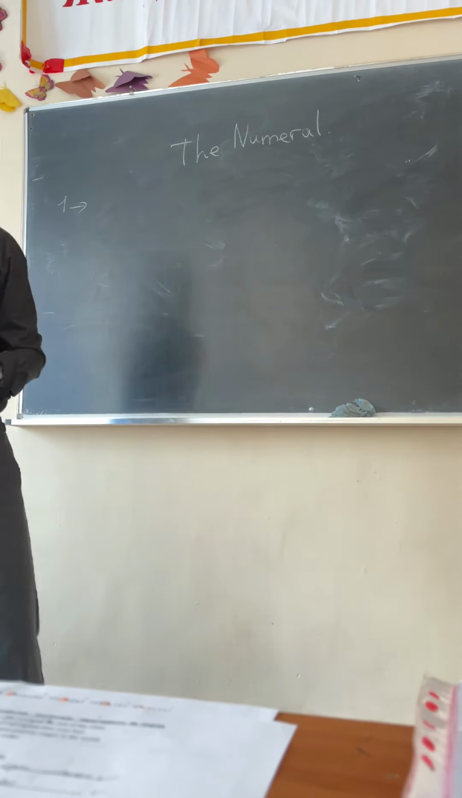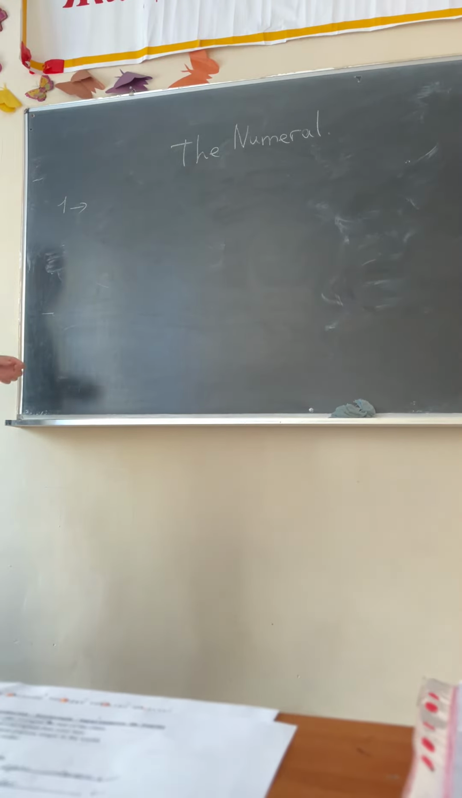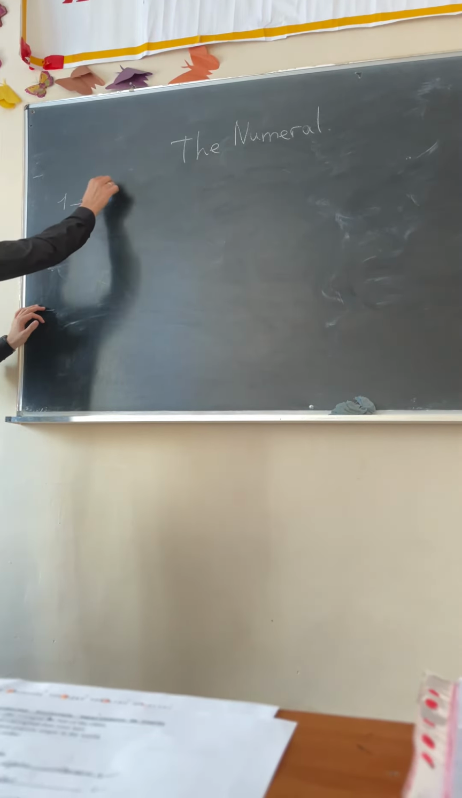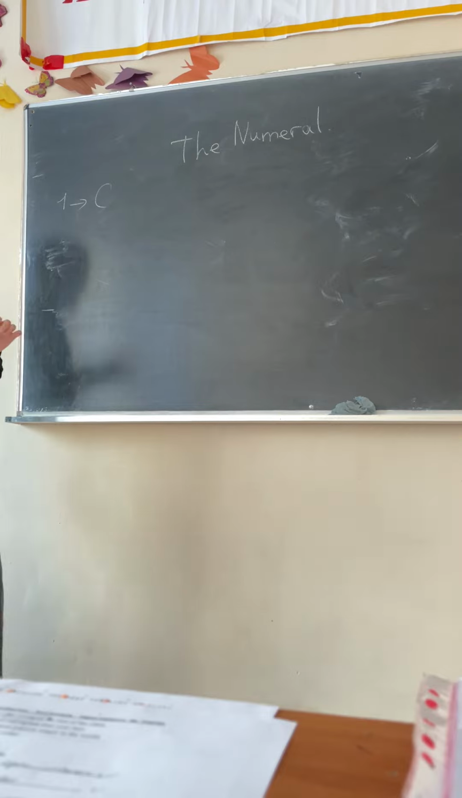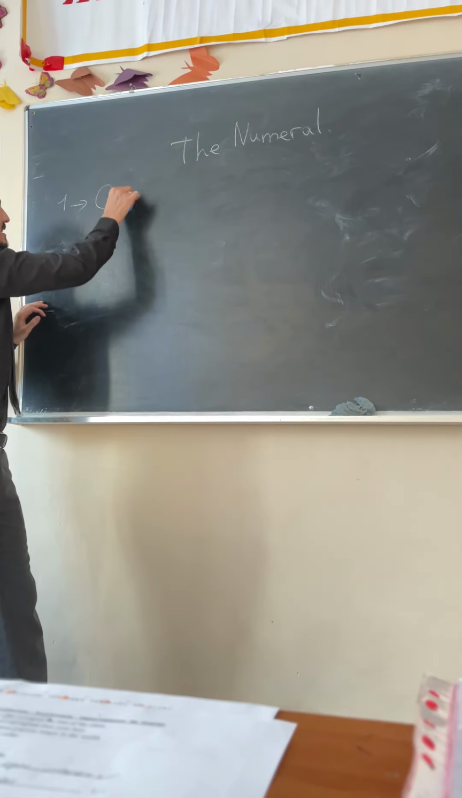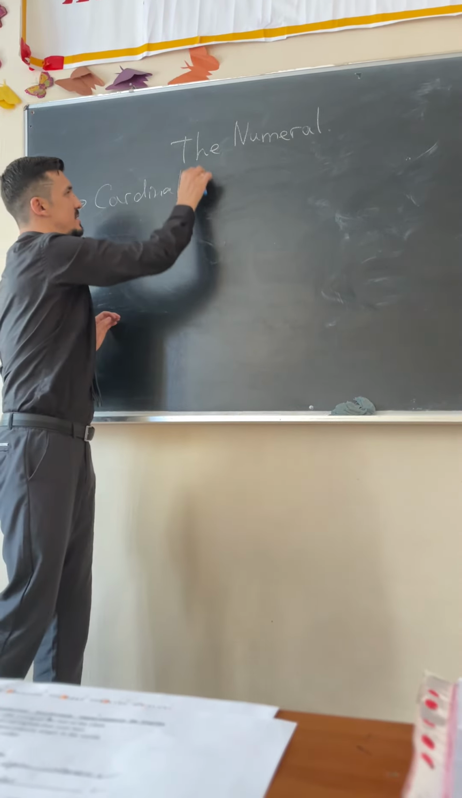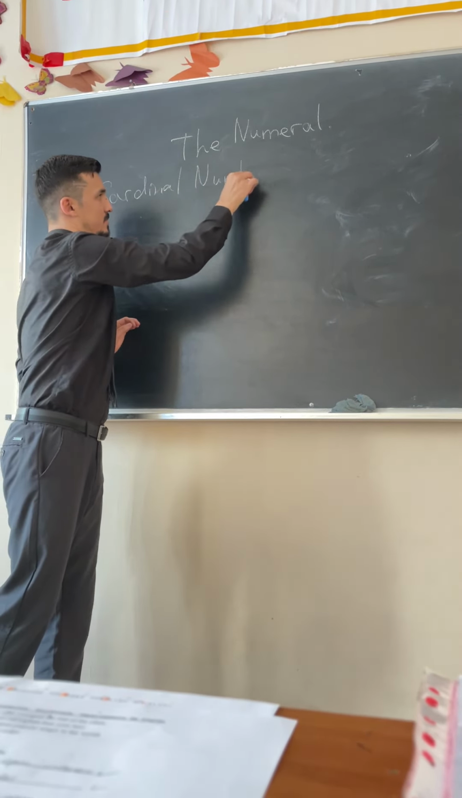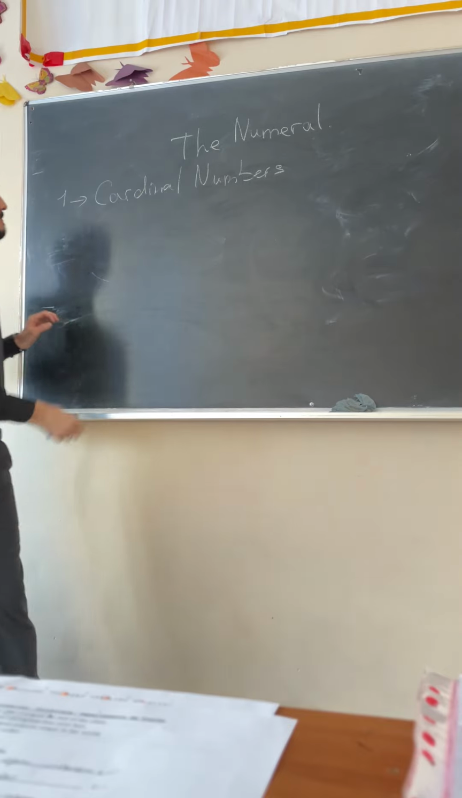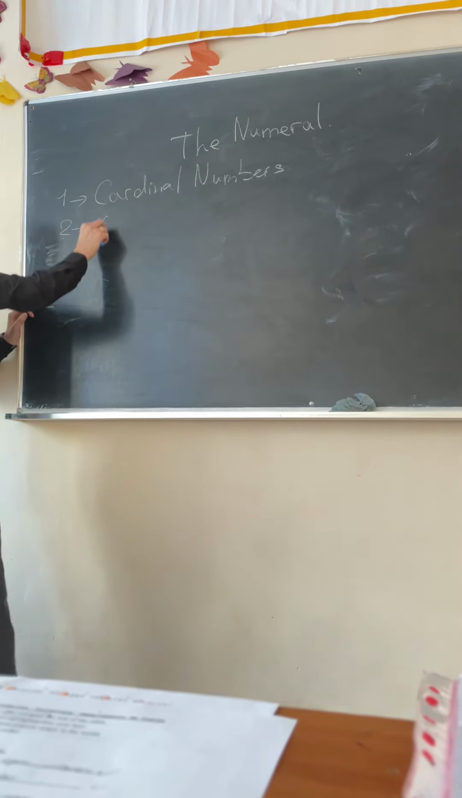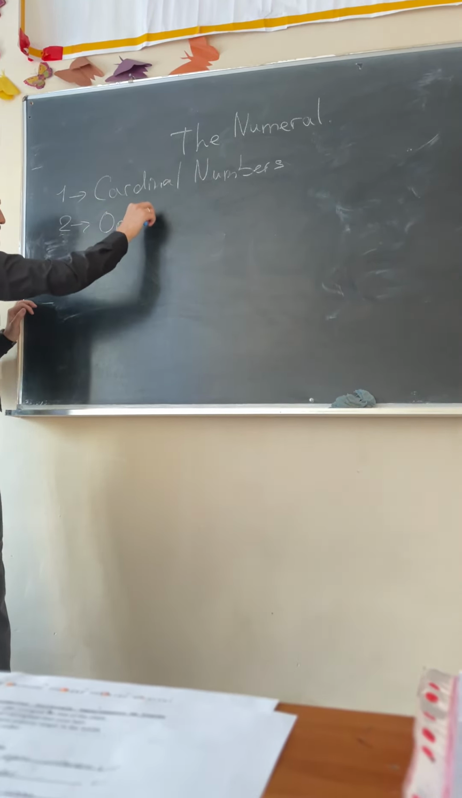We have two types of numbers. Yes, cardinal numbers. And the second one is what? Ordinal numbers.